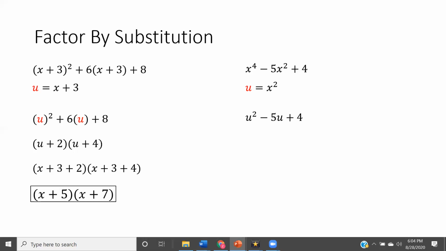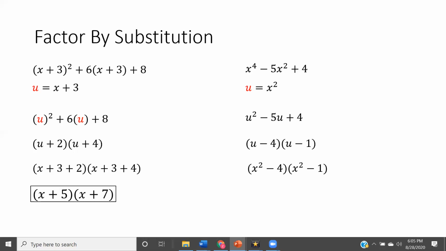I have u squared, I have nothing in front of my u, so it's a nice problem to factor. I just need to find two things that multiply to get me 4 and add to get me negative 5. Those two things are negative 4 and negative 1. But that's what my answer would be if I was factoring with u. I was originally factoring with x, so my final answer should have x in its factors. So I'm going to put x squared back in, and I get x squared minus 4 times x squared minus 1, and then I can actually factor those two individual things again.